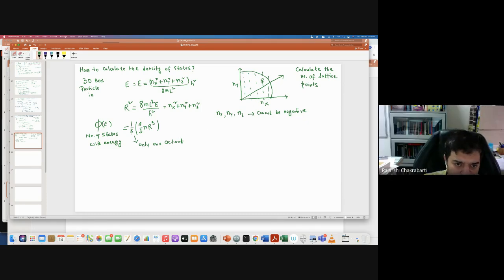So this is a good way of saying. Then this is equal to what? Equal to 1/8 times 4/3 pi. What is R cube? R is this. So R cube is this, isn't it? So what you get here is pi by 6.